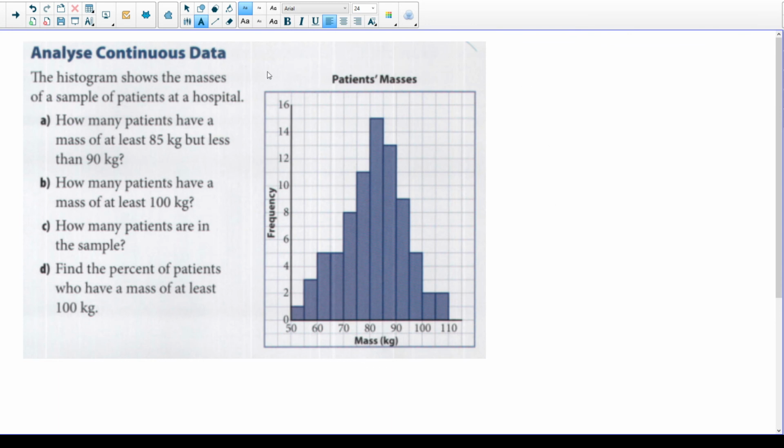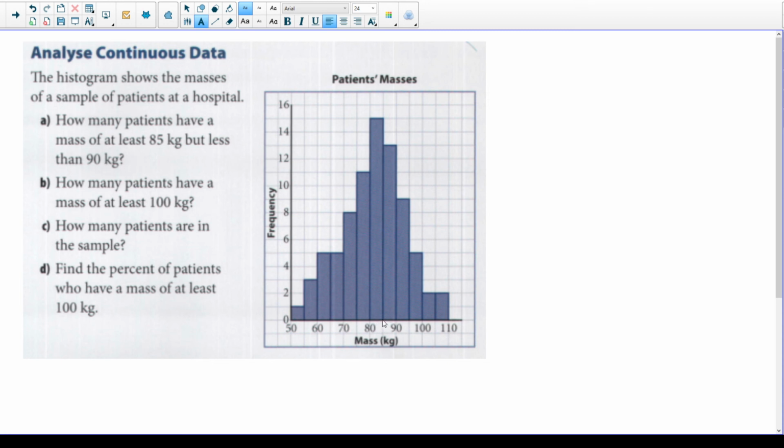So this one, if we look, even without reading the question, patients' masses, mass, and frequency. So this graph has to do with how we would say how heavy a person is, and patients probably represents that it's medical in nature. Okay, so the histogram shows the masses of a sample of patients at a hospital. So how many patients have a mass of at least 85 kilograms but less than 90?